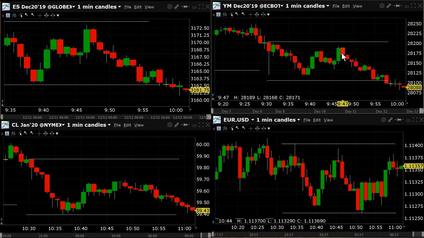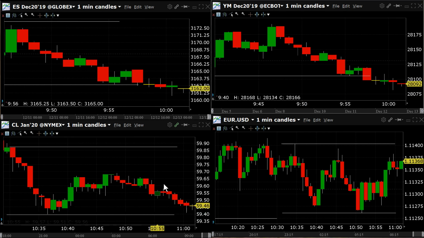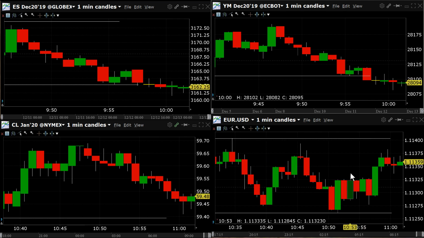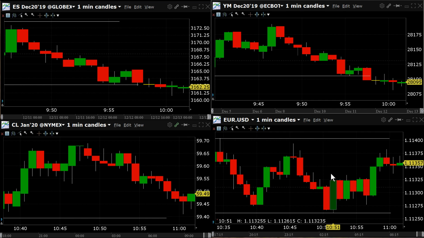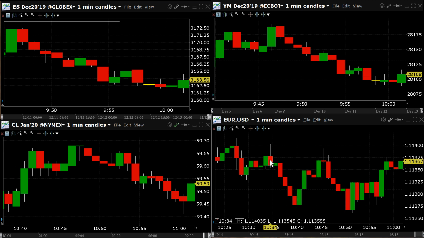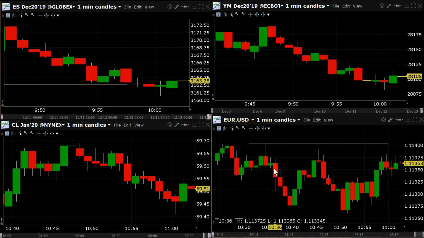Okay, we got to pay attention to this signal here. This is the one that's working all day long today. You don't want to miss this signal. Long signal CL. Long signal YM, long signal ES, long signal Euro US dollar. Okay, the Euro US dollar is probably going to go up and break here. The break comes at 4.04.